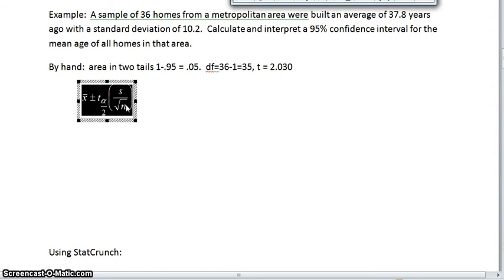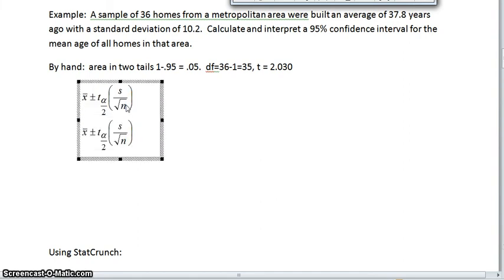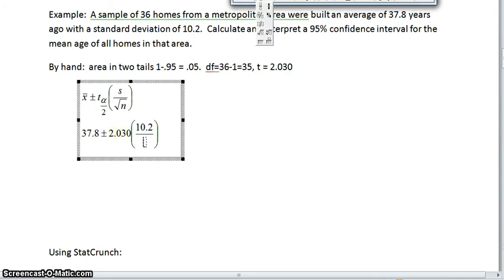do like I did last time. I'm going to copy and then paste down here. So x bar, we know from our sample, is 37.8. Our t value is 2.030. S was 10.2. And n was 36.